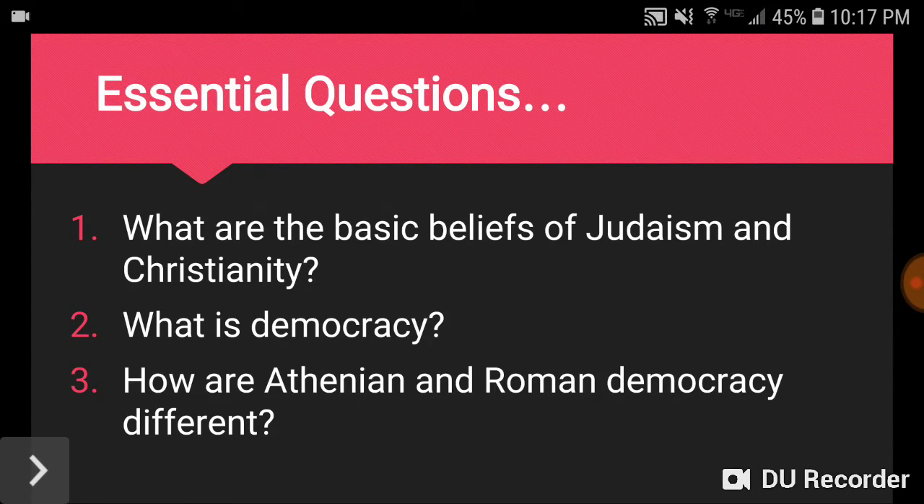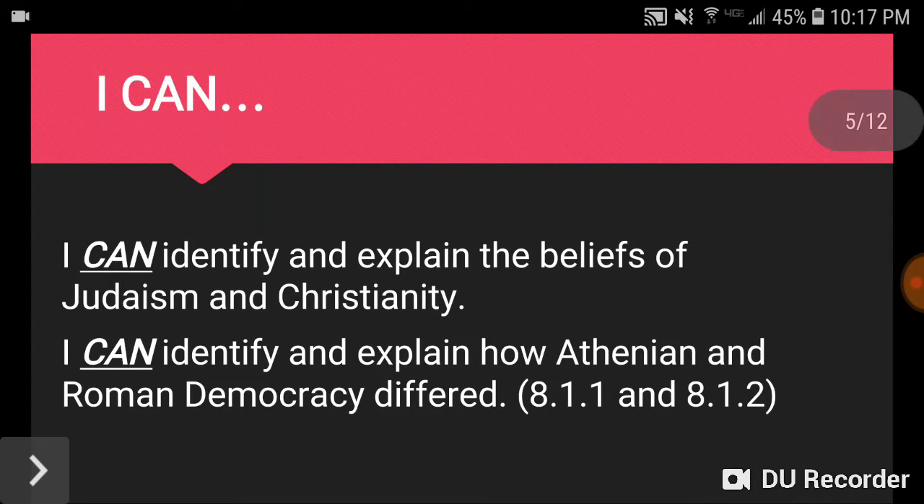The three things that we really want to have answered, or the three essential questions that we would like to master before the end of class, are these three. What are the basic beliefs of Judaism and Christianity? What is democracy? And how are Athenian and Roman democracy different? By the end of class, you should be able to identify and explain the beliefs of Judaism and Christianity, and also identify and explain how Athenian and Roman democracy differed.